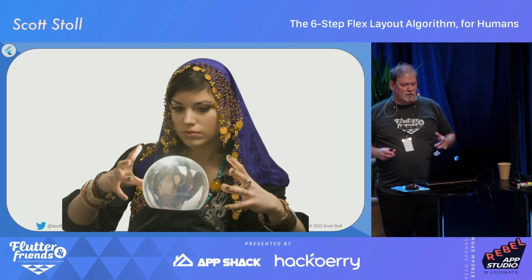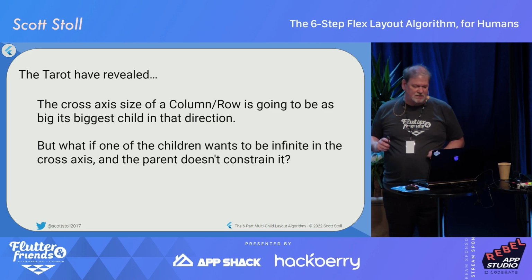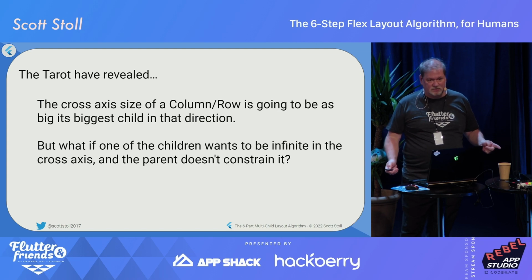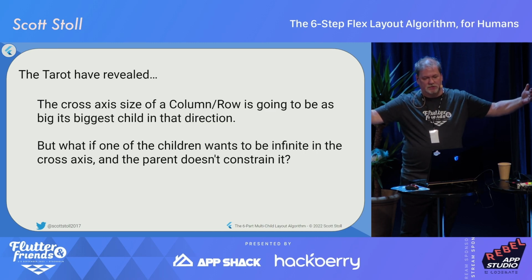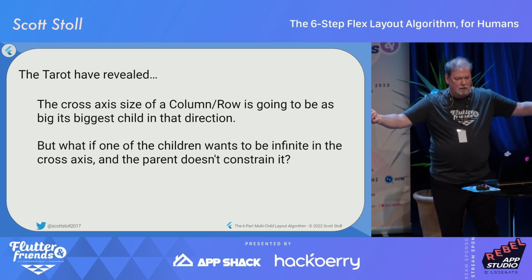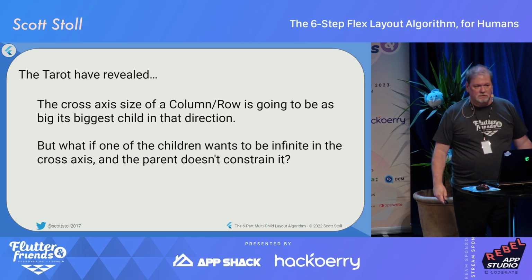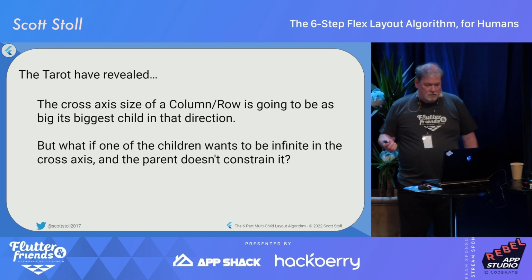Okay, so the amazing Wanda consulted the tarot, and she told me this, that the cross-axis extent of a row or column is going to be as big as the biggest child in the cross-axis direction. So it's going to make the entire row or column, a row as wide as the biggest child. And then the other limitation, of course, is if the parent has placed constraints on the row or column. This is not that hard to understand when you translate it into something a human being can read. So, all right.